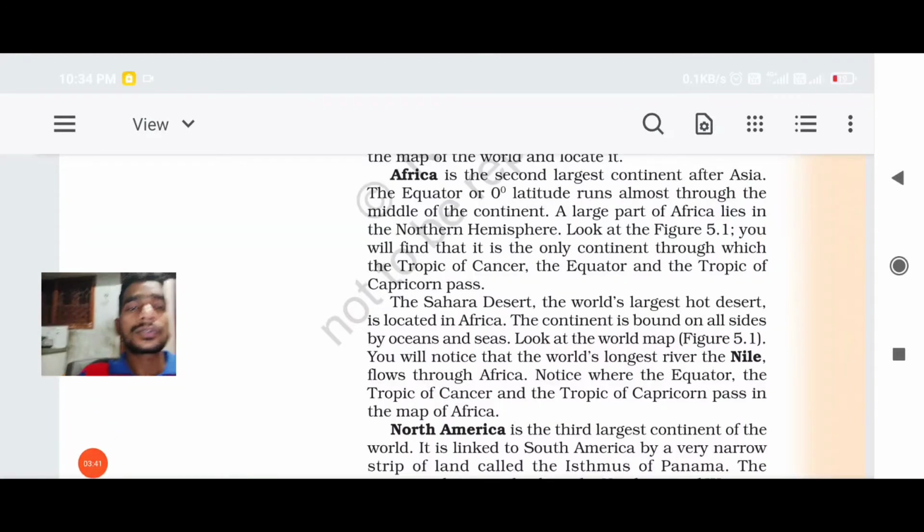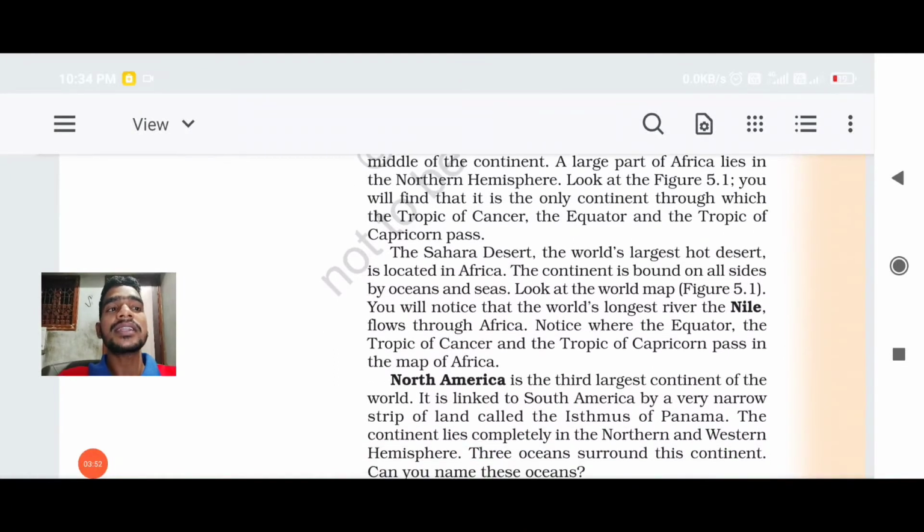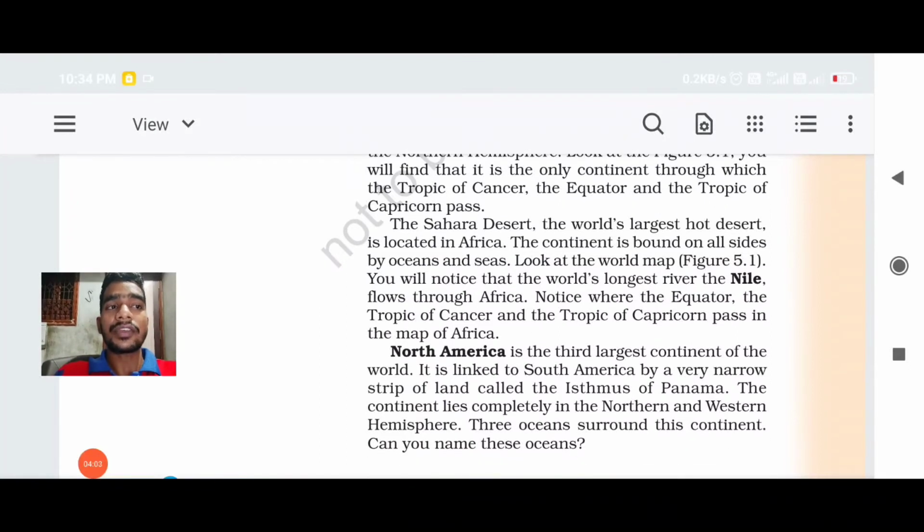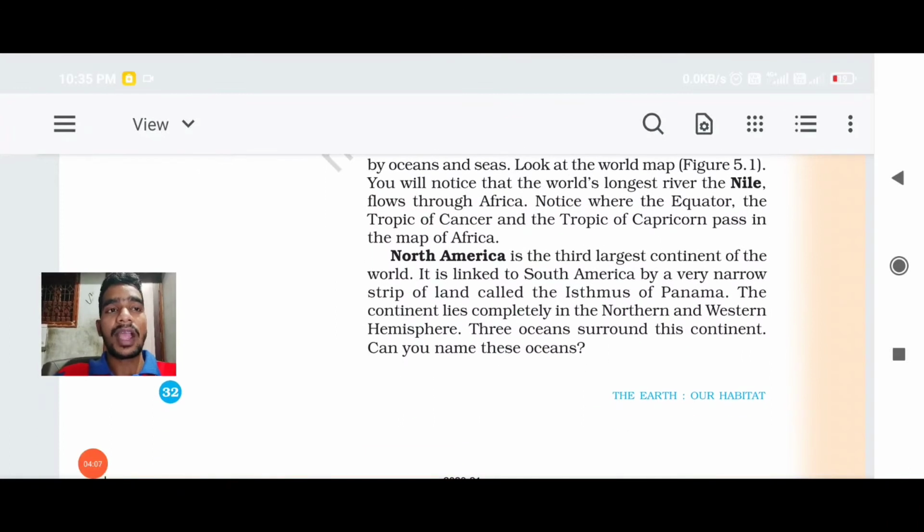The Sahara Desert, which we discussed earlier in our previous video, the largest hot desert, also lies in Africa. The continent is bound on all sides by oceans and seas. The world's longest river, the Nile, also flows through Africa. Notice where the equator, the Tropic of Cancer, and the Tropic of Capricorn pass on the map of Africa.